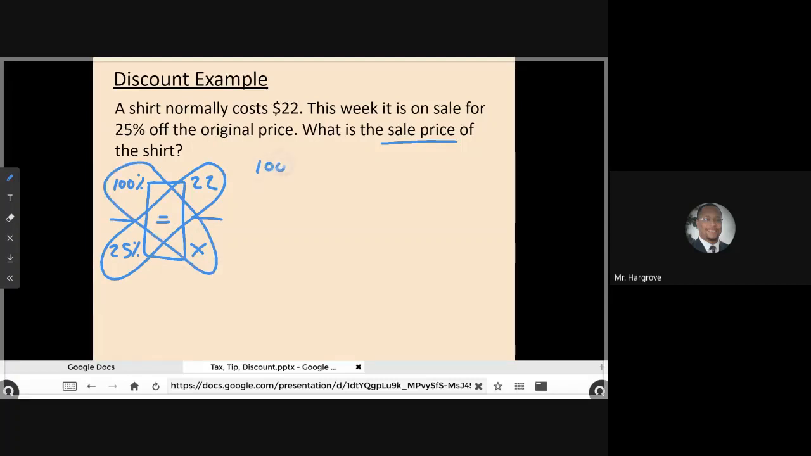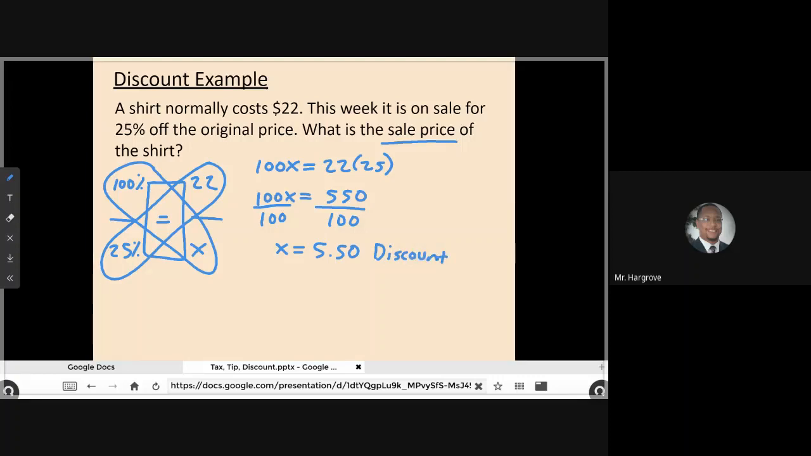100 times X is 100X. Set that equal to 22 times 25. And that's going to give me 100x equals 550. I'm then going to divide both sides by 100. And when I do, that gives me x equals 5.50. Now, I'm not finished because that 5.50 is just the amount of the discount.